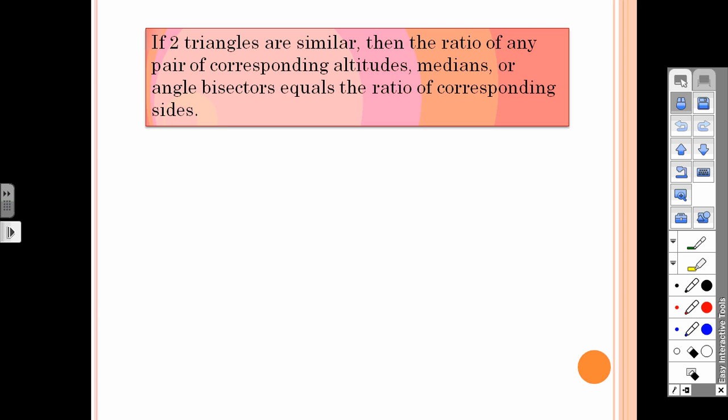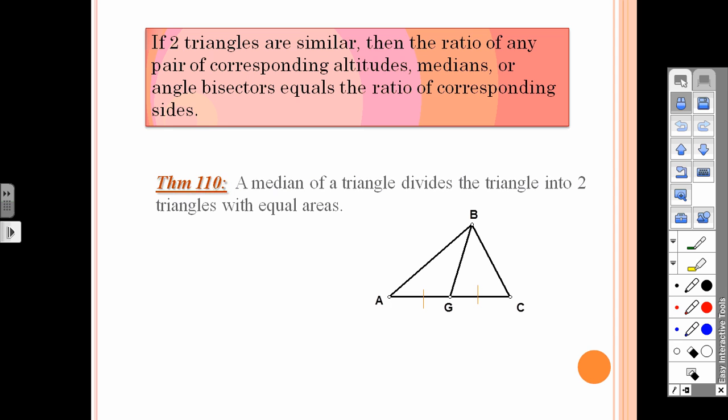All right, so then our last theorem that we're going to talk about today is talking about the median of a triangle and how it divides the triangle into two triangles that have equal areas. Now, we've already established that these two triangles are not going to be congruent. You can tell right away. This triangle's obtuse, this one's acute, not going to be congruent. But this is the median, right? So we know that these two segments are congruent. That would be considered the base of each triangle.